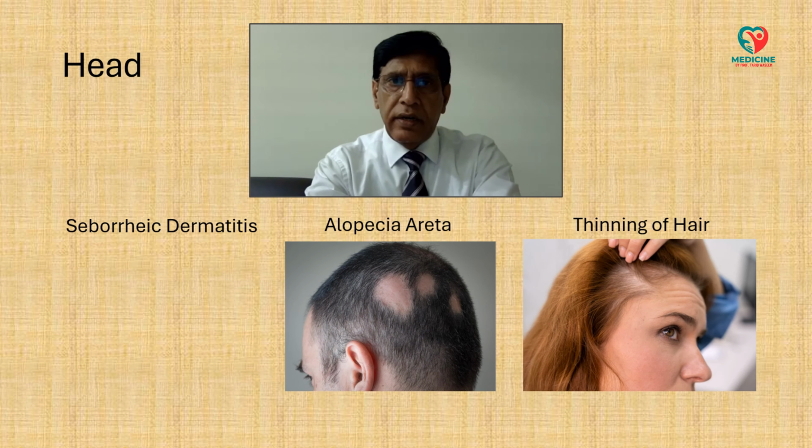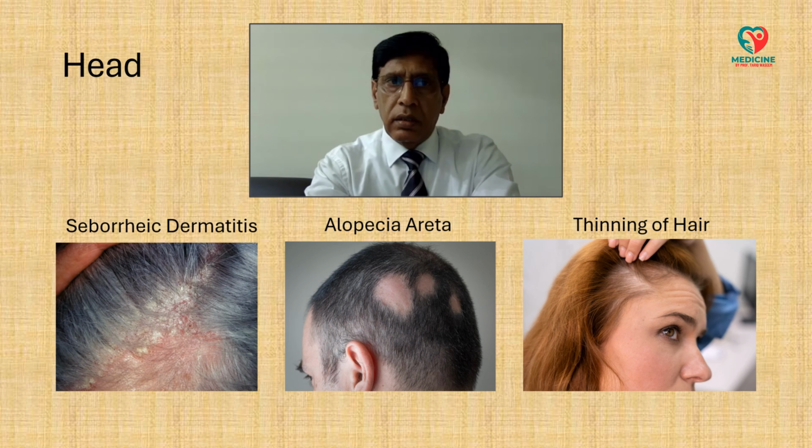Now, examining the head, the most common feature would be some loss of hair or some rashes or some exfoliation. The first picture which you see is a picture depicting seborrheic dermatitis. You may have loss of hair in patches somewhere, which is called alopecia areata.